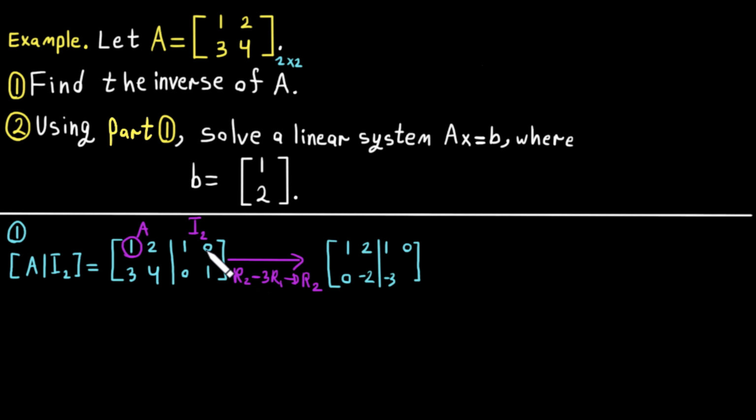1 minus 3 multiplied by 0, which is 1 minus 0. 3 multiplied by 0, which is 0. 1 minus 0 equal to 1. So here I have to write 1.